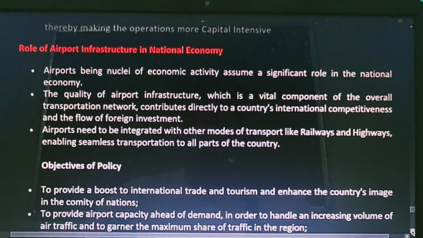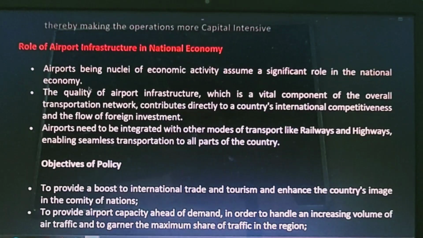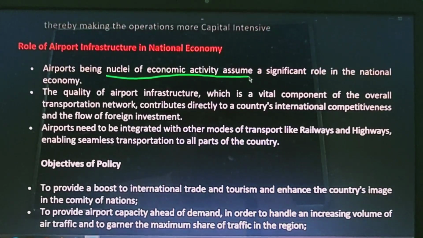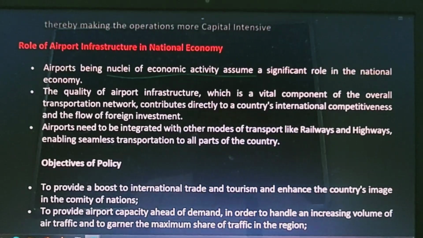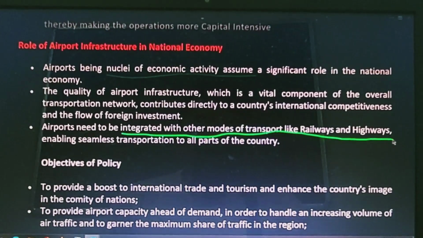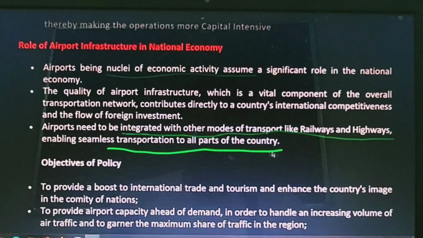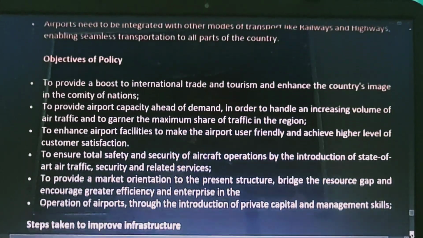देखते हैं role of airport infrastructure in national economy. Basically, airport is the nucleus of economic activity. That means it plays a very important role in the growth and development of a country. So it is very important for a country to develop the infrastructure for airports, right? So airports, they need to be integrated with other modes of transportation like railways and roadways, so that better transportation systems can be established, and that will help in the smooth flow of cargo.